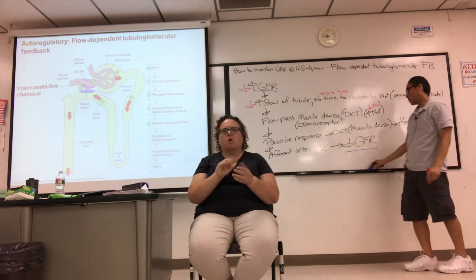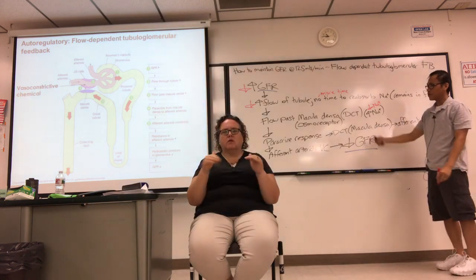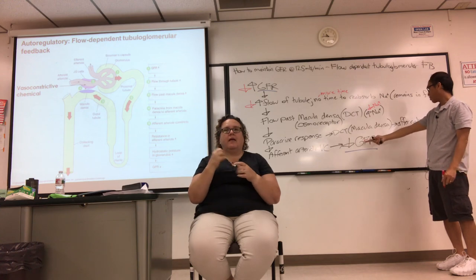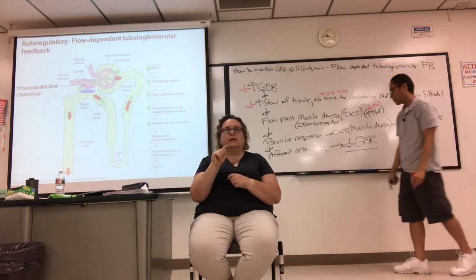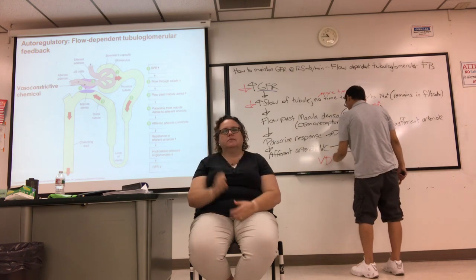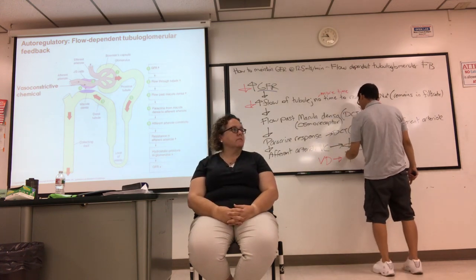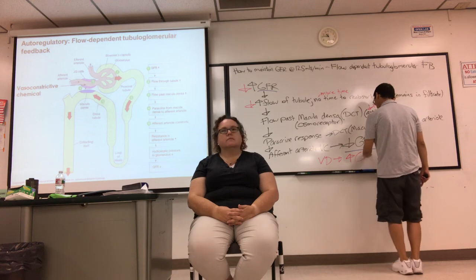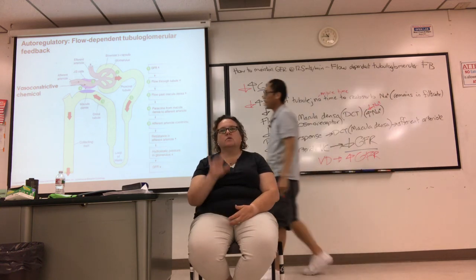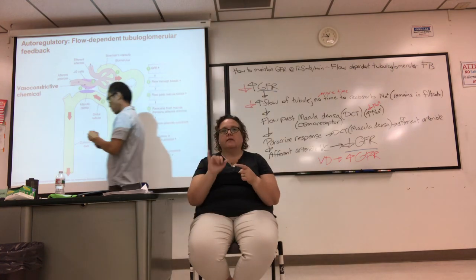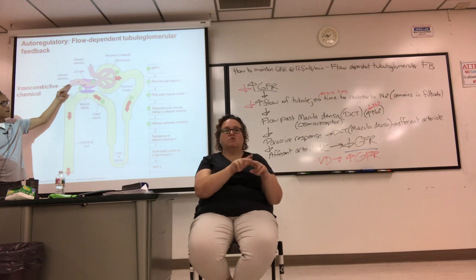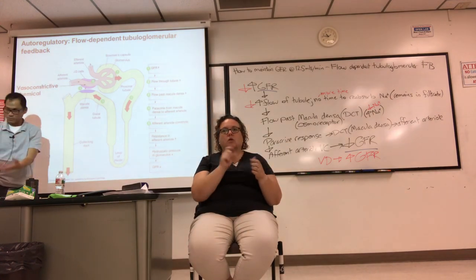So the paracrine response would just be the opposite. Instead of releasing a substance that vasoconstricts, the paracrine response will be to release something that vasodilates. I'll put VD on the bottom here. And that will increase GFR. So this is the feedback. You have a salt detector right by the afferent arteriole, so you can just feed back on yourself.